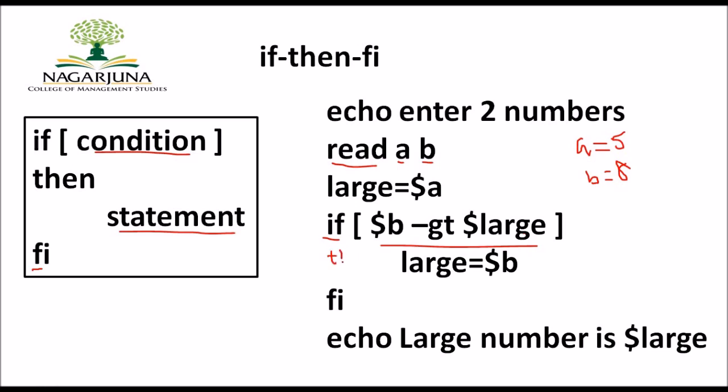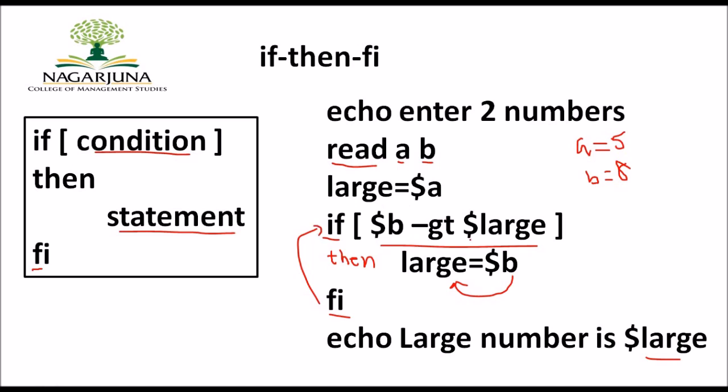Then the particular statement will be executed. What is that statement? large=B. That means since the condition is true, the value of B will be stored in large, and the same value is printed. So this is how you make use of your if then statement. Here fi indicates the end of your if statement.